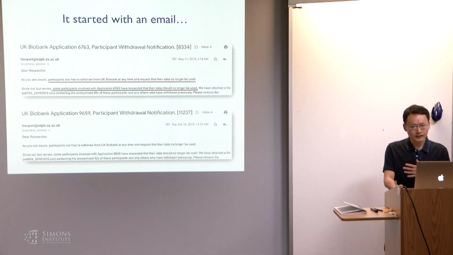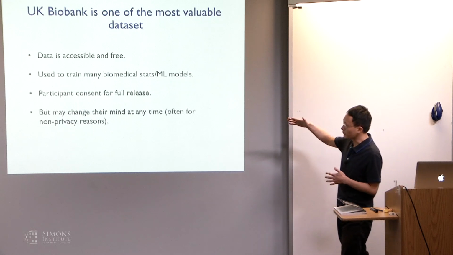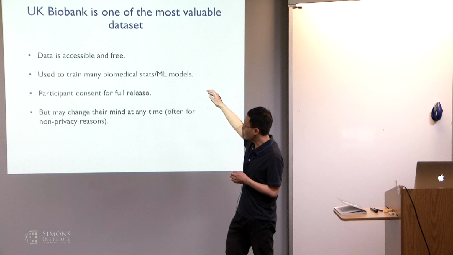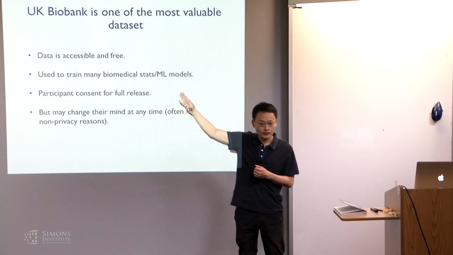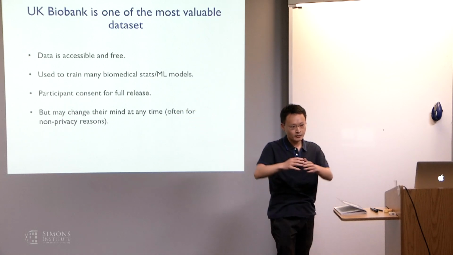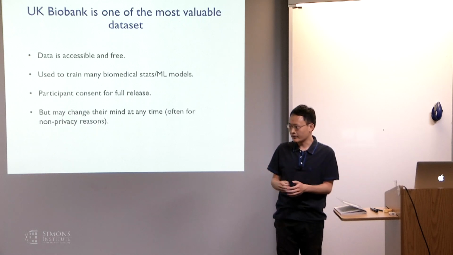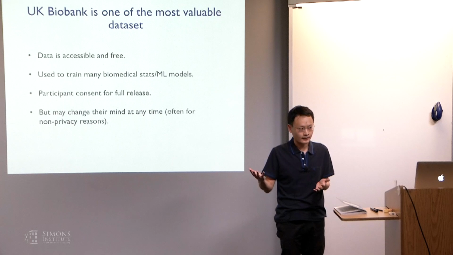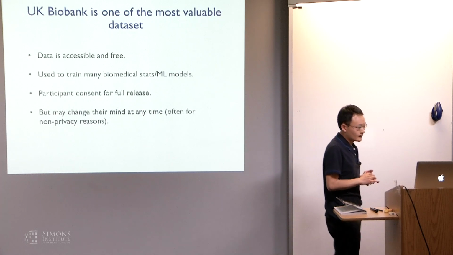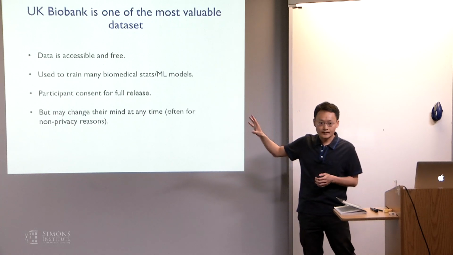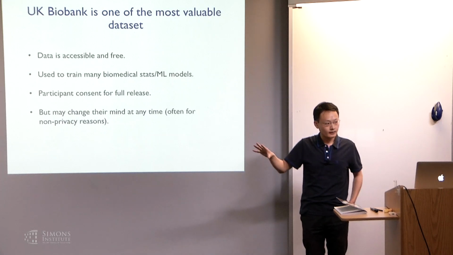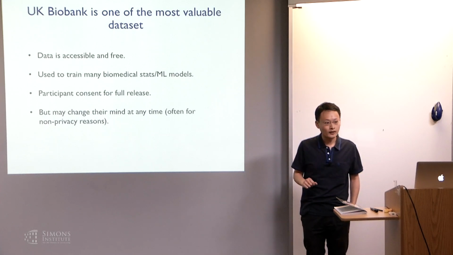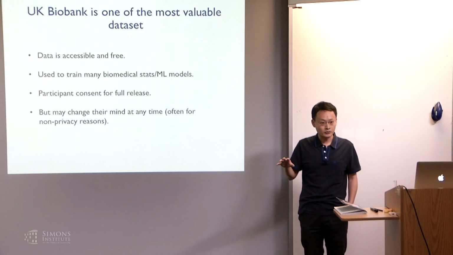I think this is a really interesting example because it illustrates a few key points I want to discuss. The first thing is that the data itself is accessible and free to access. Anyone in this room who wants to work with the data set can just apply for it and access the data. The second point is that the same data set is being used to train many machine learning and statistical models, both by companies like Google, as well as by thousands of individual research groups.